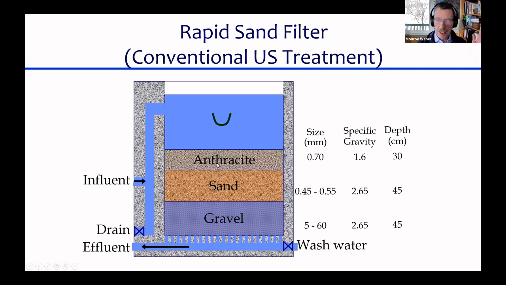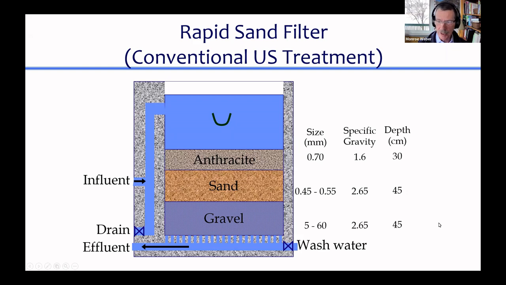And there's also anthracite on top. This is very, very common, and often there's a lot of anthracite and a little bit of sand. It depends on the design. Here I show actually less anthracite than sand. And the anthracite has a larger diameter, right? It's 0.7 millimeters rather than the 0.5 millimeters for the sand. And it's also less dense.